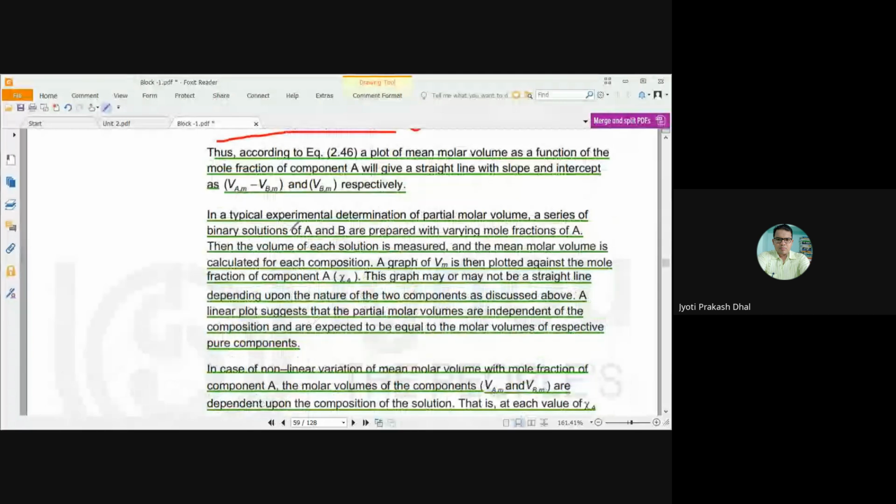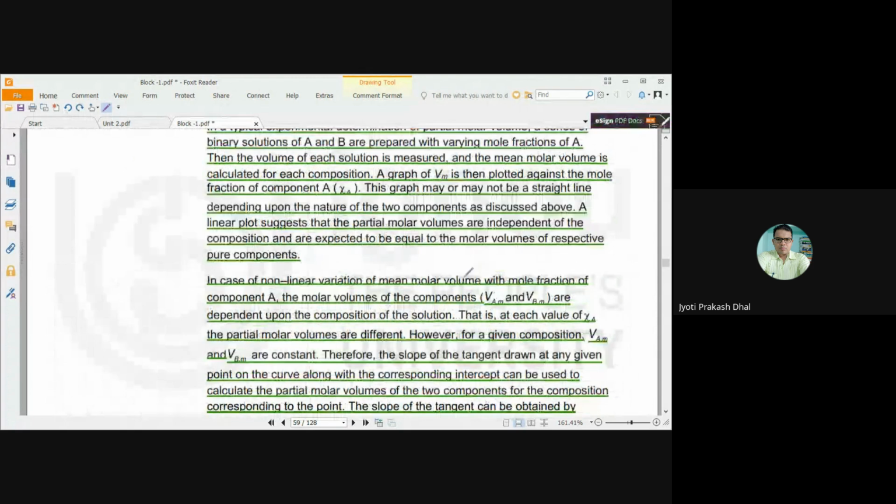In a typical experimental determination of partial molar volume, a series of binary solutions of A and B are prepared by varying the mole fraction of A. Thus, the volume of each solution is measured and the mean molar volume is calculated for each composition. A graph of Vm is then plotted against the mole fraction of the component A.